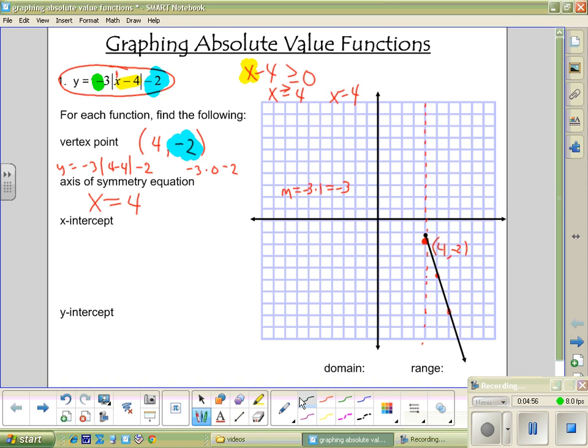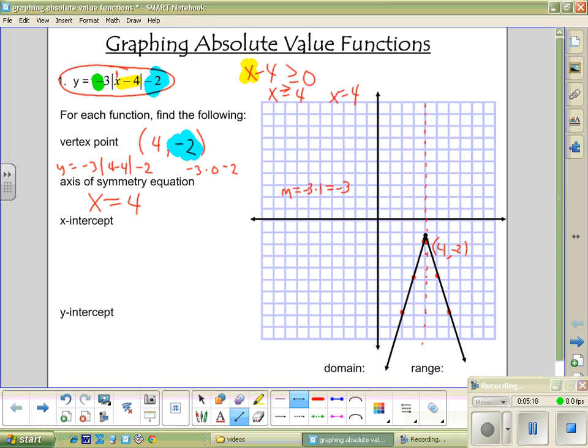To find the rest of the v, you're going to go down 1, 2, 3, to the left 1, and plot a point. Then down 1, 2, 3, to the left 1, and so forth. And so when I graph the rest of it, there is my v, and that's going to be the graph of that particular equation.